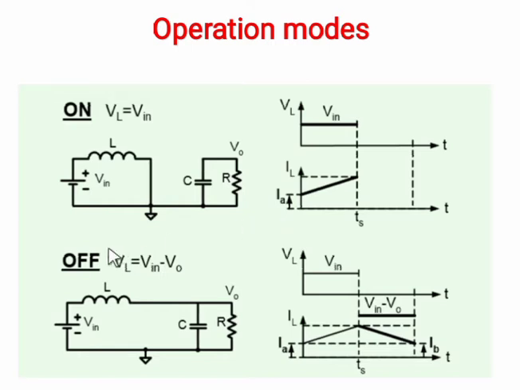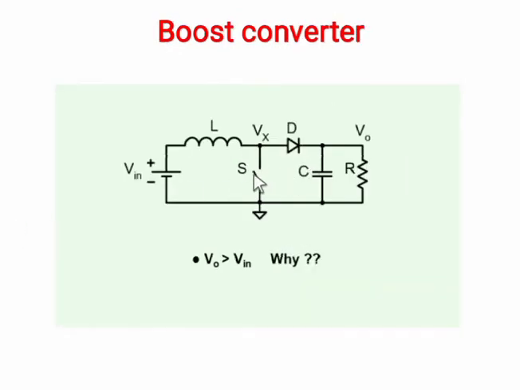The second mode is when switch S is off. When switch S is off, the supply Vin and the energy stored in the inductor are added together and supplied to the load. So across the load we get the addition of two energies: one is the input supply Vin and the other is the energy stored in the inductor. Here we get higher energy compared to the input, so the voltage developed across the load is higher than the input voltage.